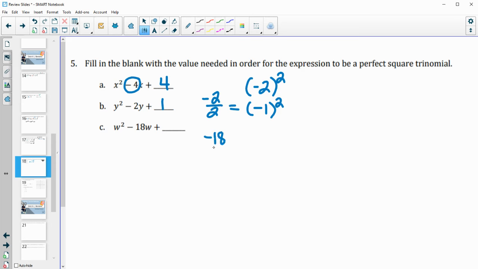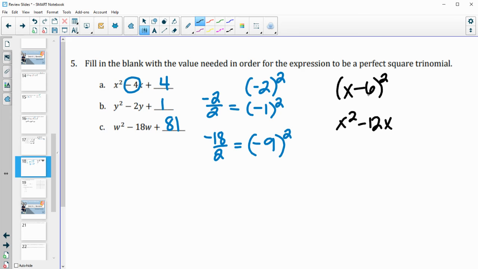So -18 divided by 2 tells us that that number is -9, and then we square it to get that end number. So remember that that had been x minus 6 on that last one, so that gave us 2 -6x's, and then the -6 times -6 gave us that +36 at the end. So it's this middle number divided by 2, and then we square it.